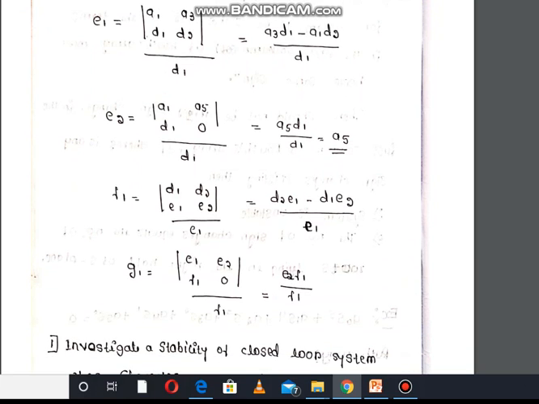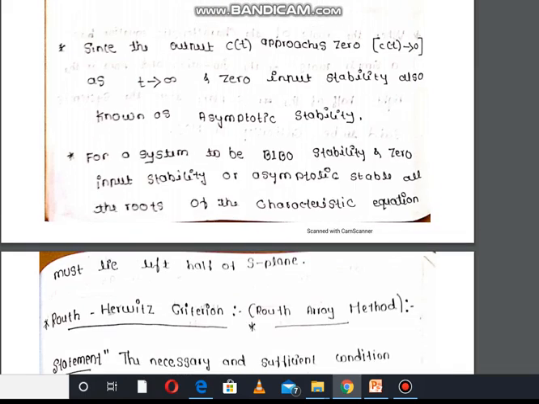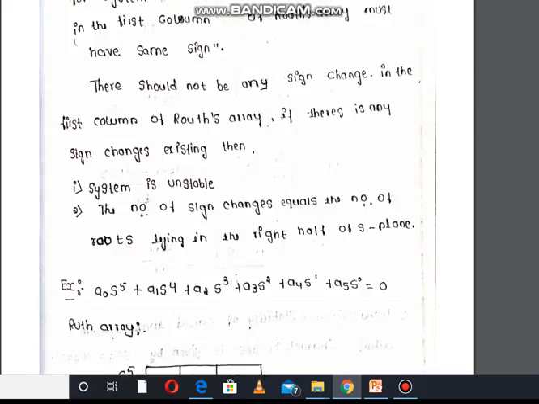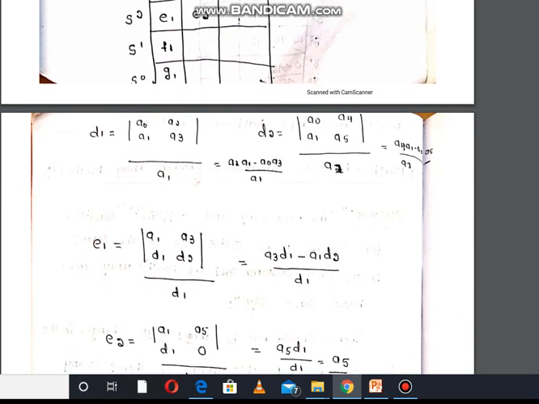We'll get some value. So in this way we have to write a row array, and if the values are 0, or if any sign changes in the first column, then the system is unstable. No sign change in the first column, system is stable. Thank you.